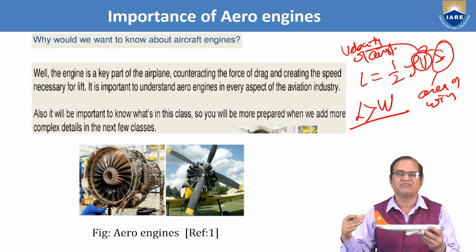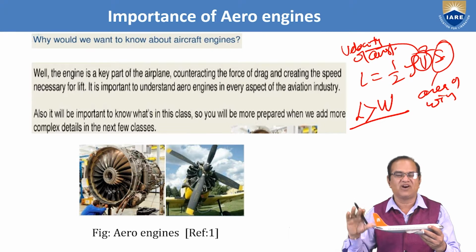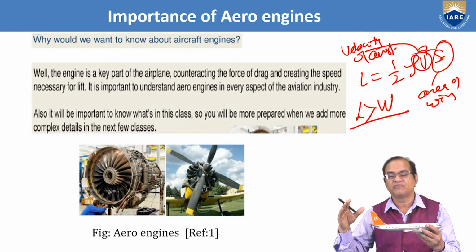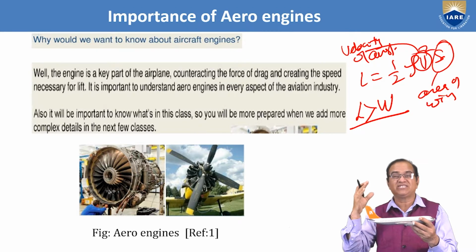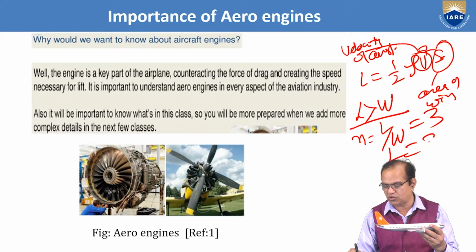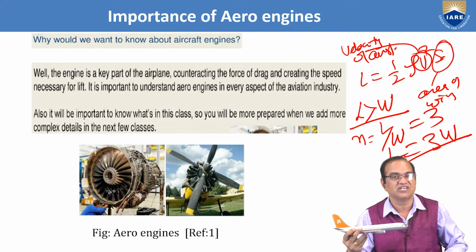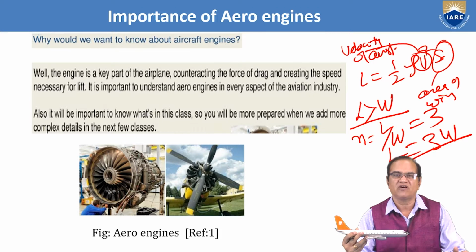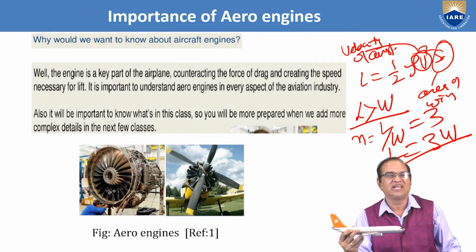So the load factor of the aircraft, for the passenger aircraft, is mostly 3 to 5, and for the fighter aircraft, this goes to 10 to 12. The load factor is N equal to L by W. So if N is equal to 3, it means lift is equal to 3 times the weight. For any aircraft, minimum this is the condition required. If more weight is there, you need 3 times more lift than the weight.